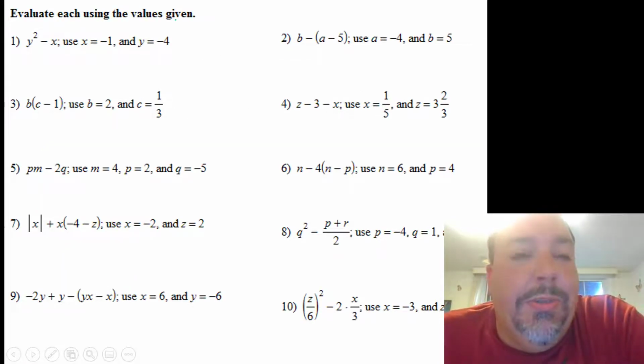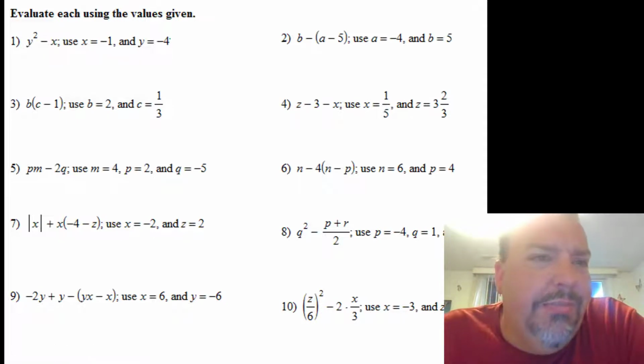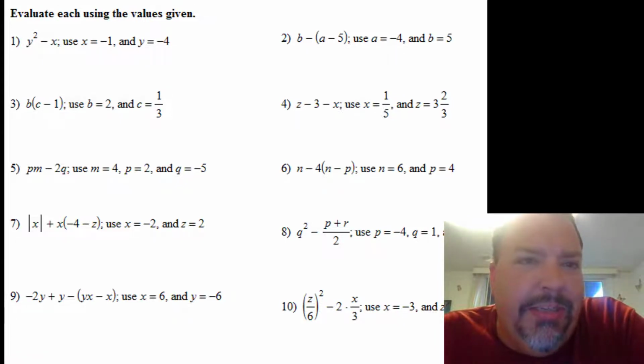So in this quiz, in this lesson, we also have to evaluate. We've done some evaluation before. And so just to remind you, whenever we see algebraic expressions and it's going to tell us to evaluate, it's going to tell us the numbers to plug in. And here it's saying y squared minus x.